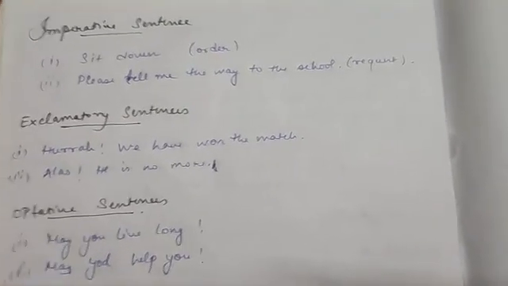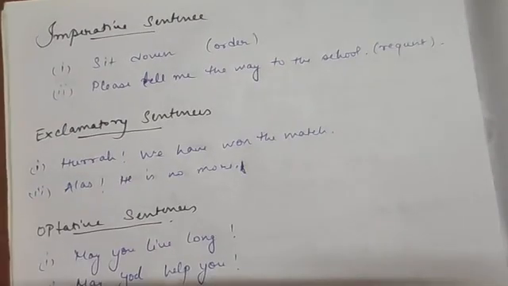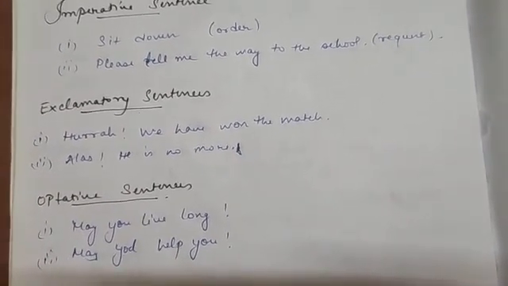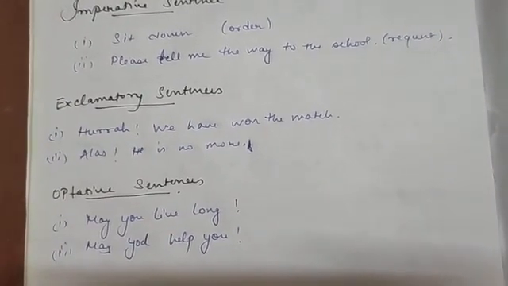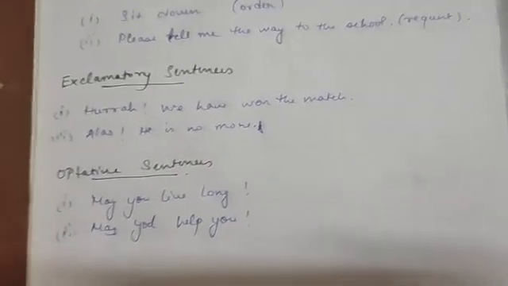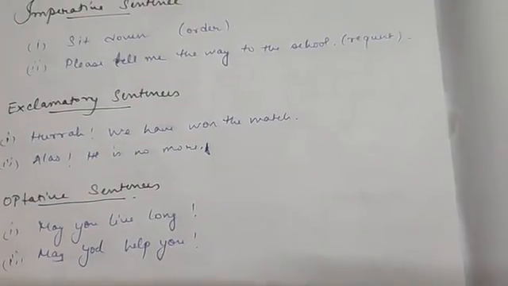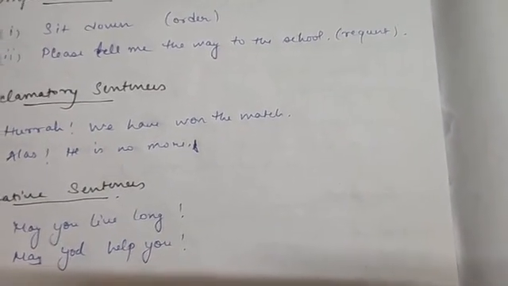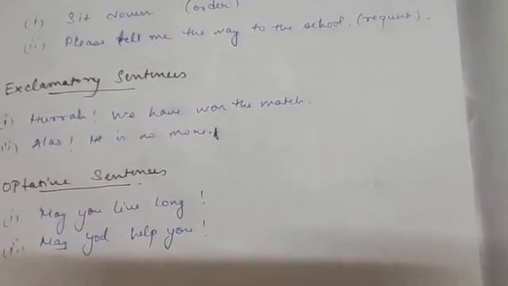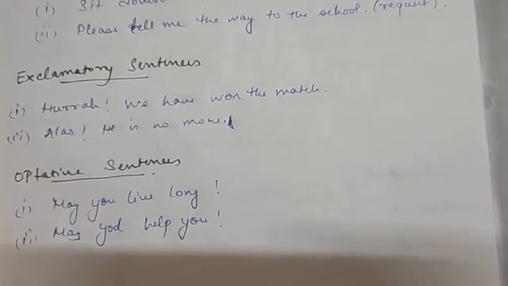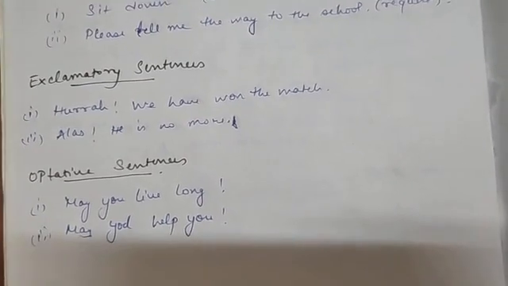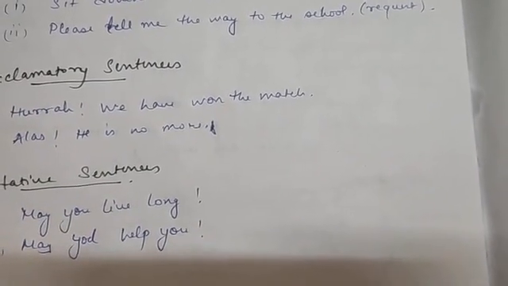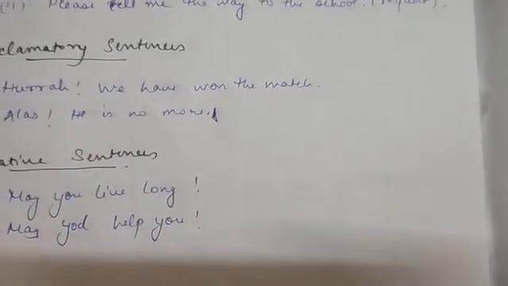Now let's first see some examples of exclamatory sentences. Suppose, "Hurrah, we have won the match." "Alas, he is no more." Hurrah means I'm very happy, the person who was saying this is very happy. "Alas, he is no more," he died. So many people are dying out of COVID. Then, "How intelligent the boy is!" See, in this sentence, the sentence is starting with how, but it is not an interrogative sentence. It is an exclamatory sentence because it is ending with an exclamation mark. And it is actually describing the intelligence of the boy.